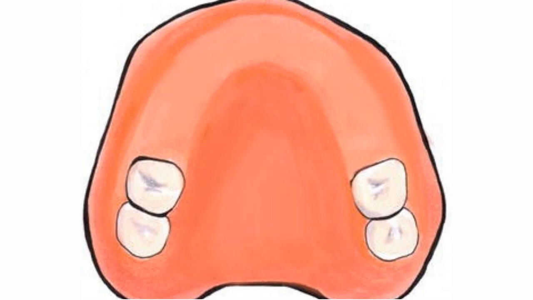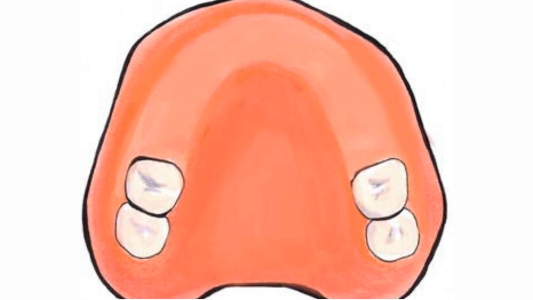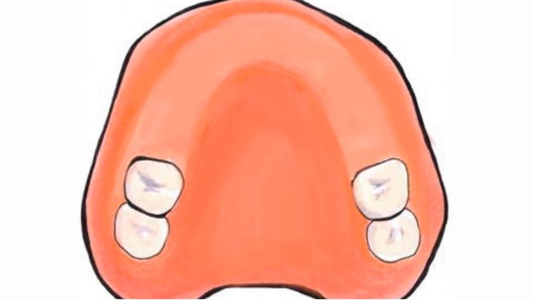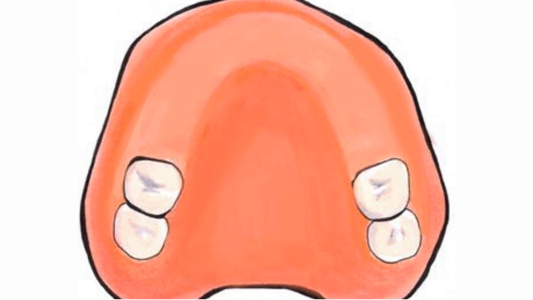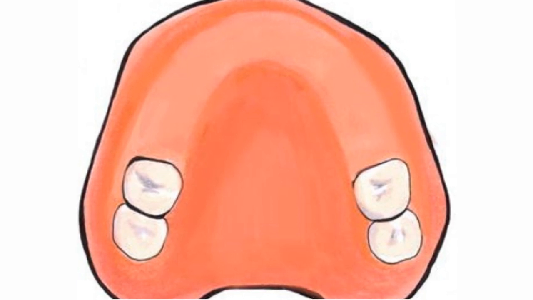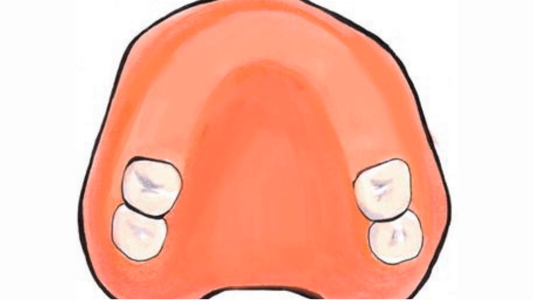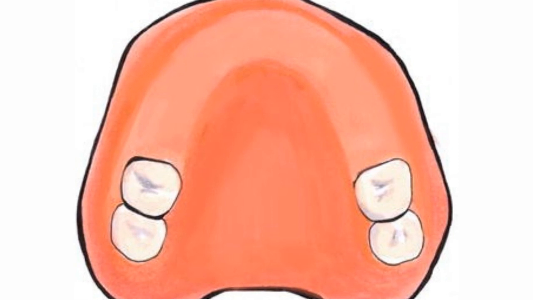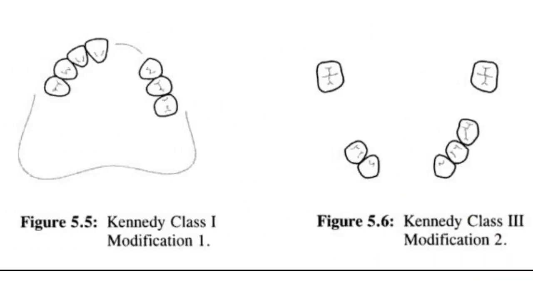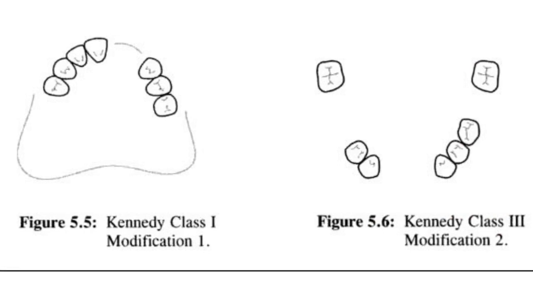Now, if the missing teeth cross the midline, meaning that there is a missing upper or lower anterior, so it is Kennedy classification number 4. Not only do we have classification for Kennedy, we also have modification as well.